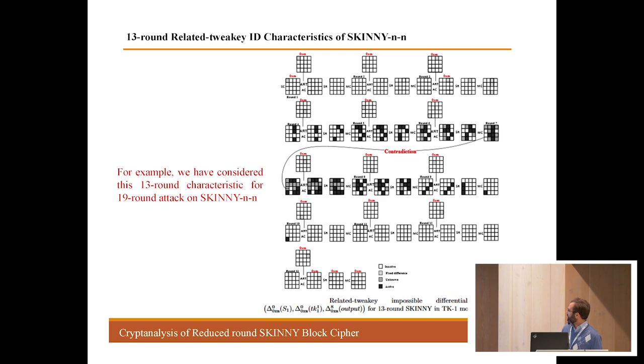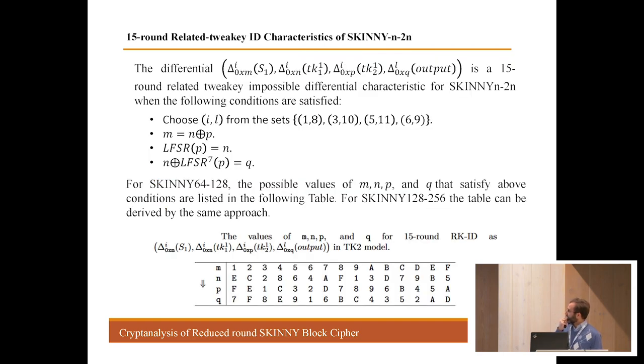We have a contradiction in the middle. Maybe the color is not very clear here, but they consider a fixed value here and a fixed value here, and they show that over 13 rounds it's impossible. For 15 rounds, it's a bit more complicated. They consider these states, and what they found is that M, N, P, Q cannot be any value. There should actually be holes in these equations to have an impossible characteristic. All of the values are listed here, so totally we have 15 different impossible characteristics. When you fix the input difference, the output difference cannot be that very specific value.